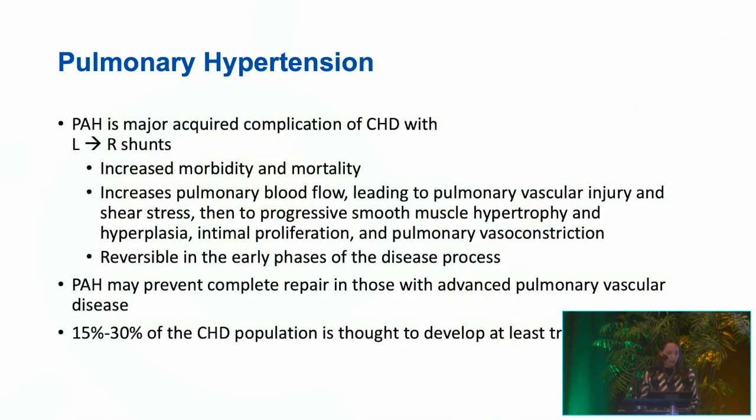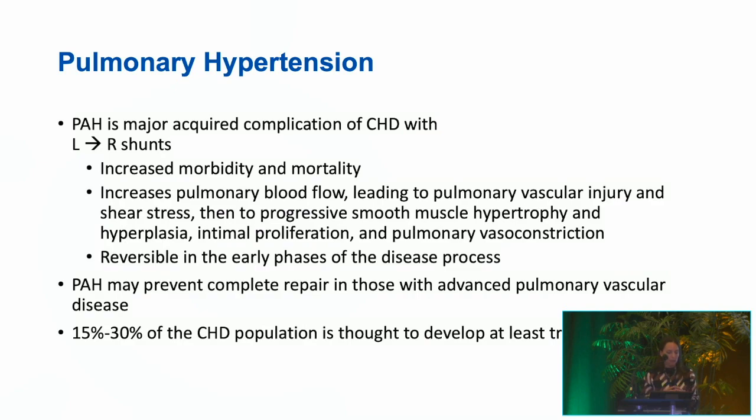So pulmonary hypertension is the worst, as we all know. It is an acquired complication from congenital heart disease from these left to right shunts, and causes increased morbidity and mortality. It is usually from increased pulmonary blood flow leading to vascular injury. And then you get just the cascade of increased intimal proliferation and the end result of pulmonary vasoconstriction. It's reversible early in the phases, but it is not in the end.